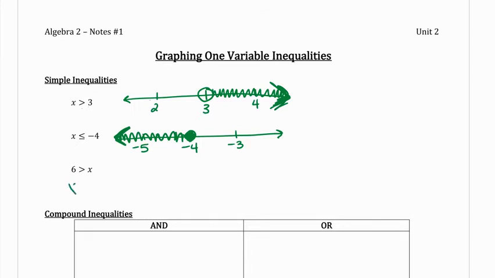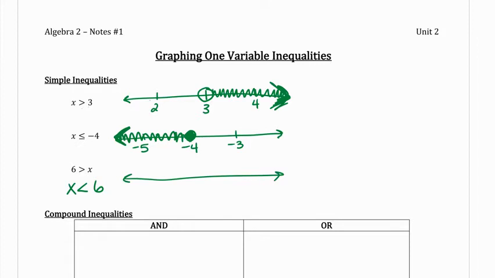So I'm going to switch to put the x on the left side, the 6 on the right side. But if I switch those around, I have to flip my inequality symbol. So that would change to a less than sign. Right? If you think about it, 6 being bigger than x is the same as x being smaller than 6. Okay, so just be careful if the variable is not on the left side.